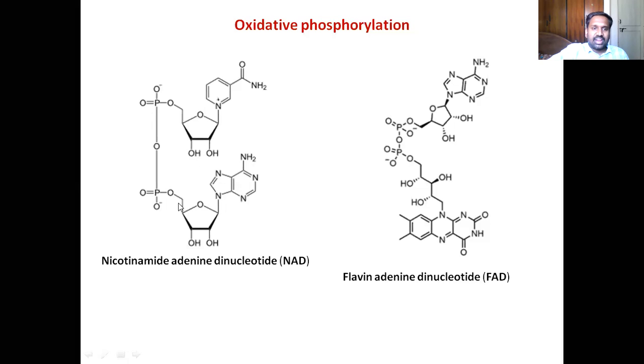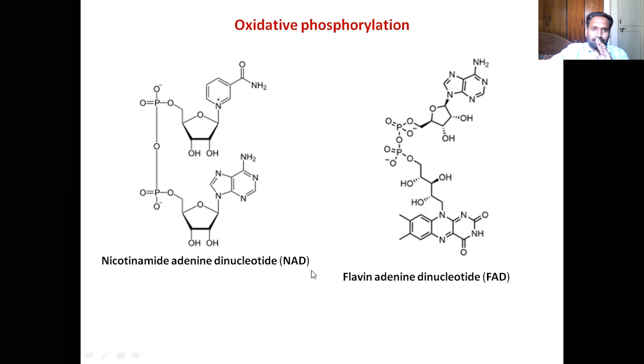Ribose, phosphate groups, and one nucleotide out of these two is actually an adenine. You see the adenine nitrogenous base here. So this part represents AMP basically. The other part is a bit different, in the sense that instead of the nitrogenous base adenine, you have nicotinamide attached. You see this? This is nicotinamide. So this is NAD.